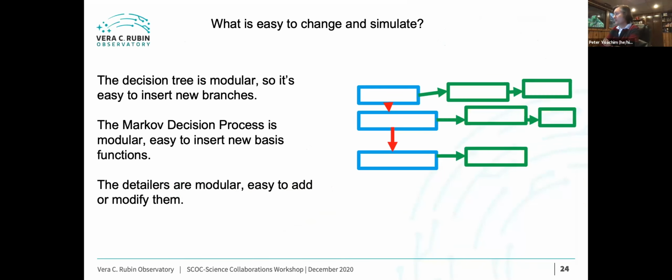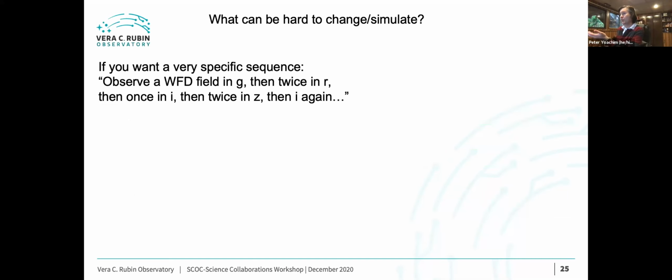And one of the things we often get asked is, what can we change? What's easy to simulate? What's hard to simulate? And so I like to point out that we have this decision tree. It's modular. We can pop in new blue boxes if we want to. The Markov decision process is modular. So we had our 3 main basis functions, but we can add more. We can put different weights on them and vary them. So that's very easy. And then these detailers that refine the list are modular. So we can really do anything we want in this process, and it's very easy to swap things in and out. So what can be hard?